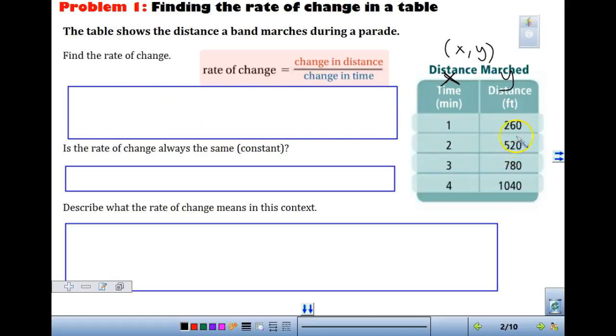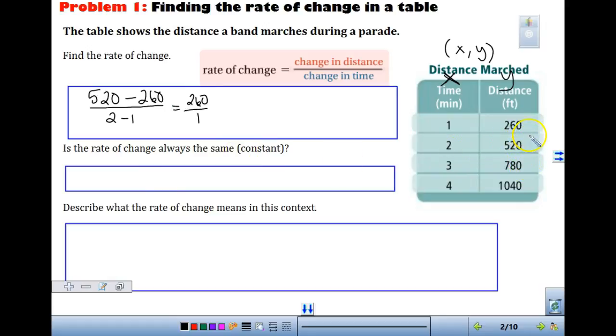So if we are looking at the rate of change, I might take my first number, my second number, 520, and I'm going to subtract the change in distance. The distance before was 260, and I'm going to divide it by 2 minus 1. So I'm looking at that change, 2 minus 1. So 520 minus 260 gave us 260, right? Over 1. We want to see if this is constant.